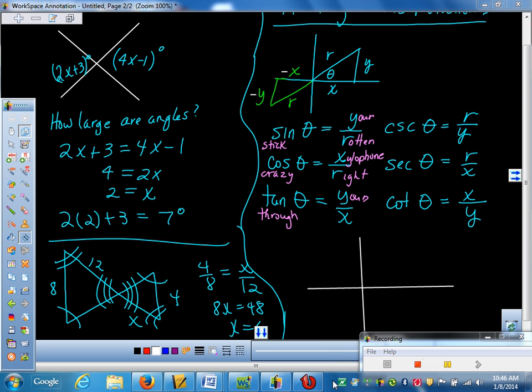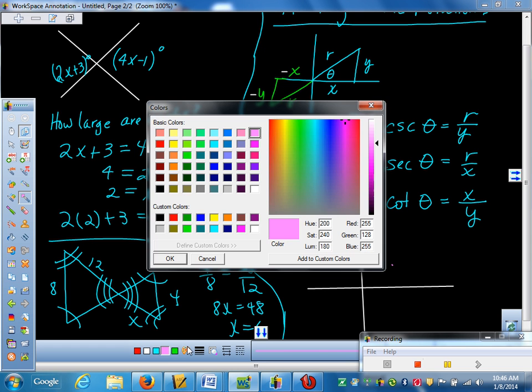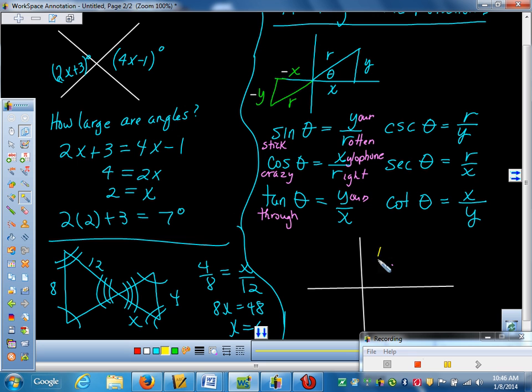Okay, does anybody remember the saying for how to remember the quadrants of where they're positive and negative? I'll give you a hint. They're all positive in the first quadrant. I know this one. Yes, it was all-star trig class. That's what you're going to be, an all-star trig class.